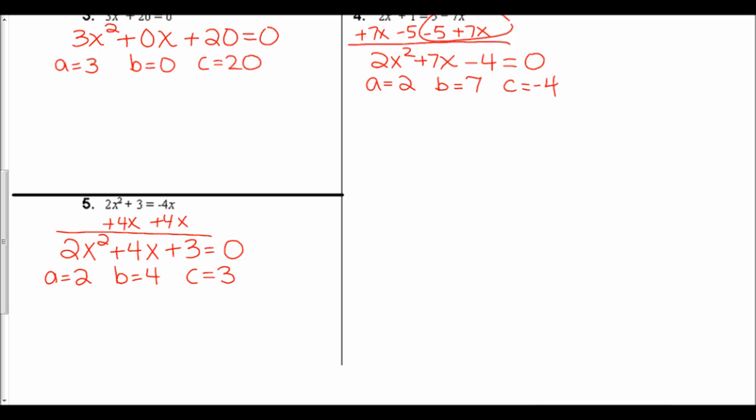Once we have a, b, and c down, remember they don't have any x's in them. We've taken all of our x's out. Go ahead and pause the video while you plug in the quadratic formula and simplify these 5 problems.